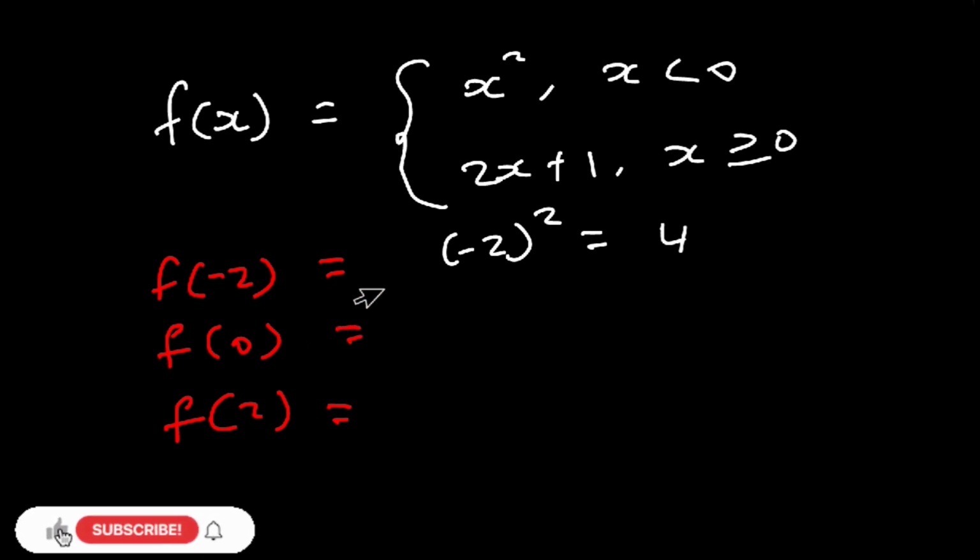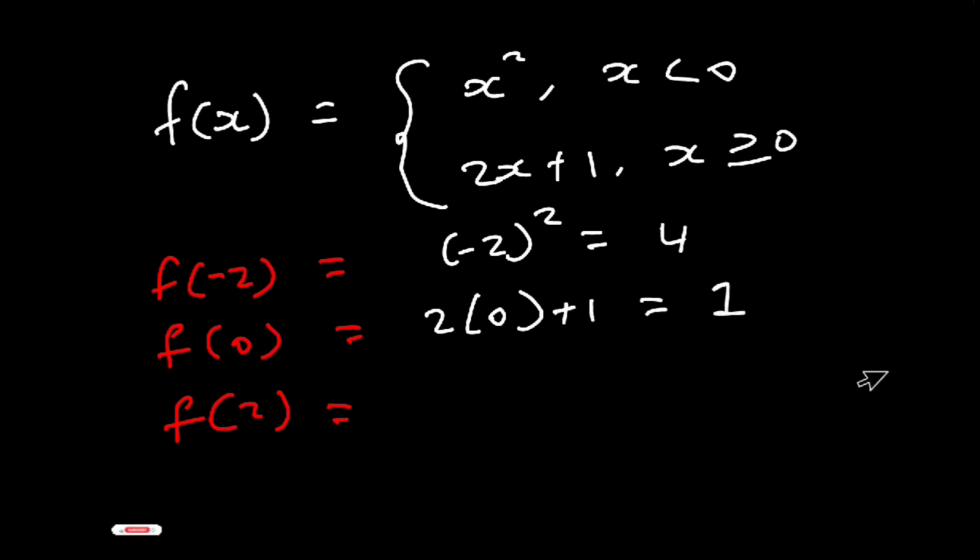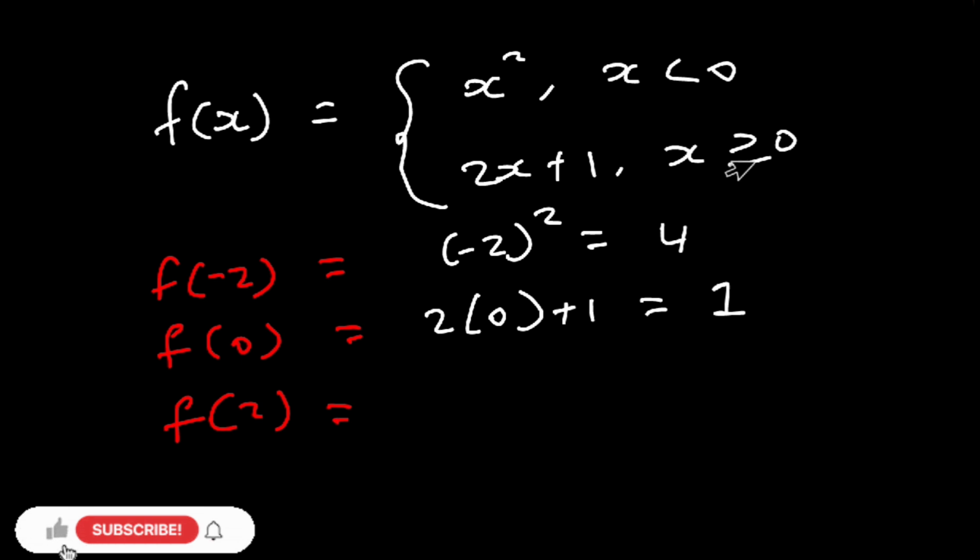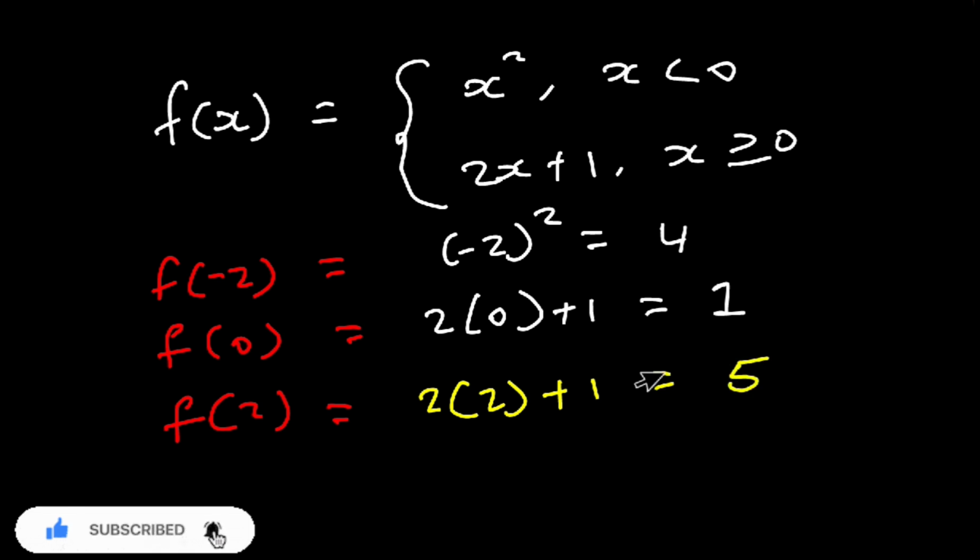So let's plug in 0 into this function or expression. So it's going to be 2 times 0 plus 1. 2 times 0 is 0. 0 plus 1 is equal to 1. So f of 2, here x is greater than or equal to 0, and so 2 falls within this range. So we're going to make use of this 2x plus 1 again. So let's plug in the value of 2 into this function. So you have 2 multiplied by 2 plus 1. 2 times 2 is equal to 4. 4 plus 1 is equal to 5. So this is how to evaluate piecewise functions. Let's look at another example.